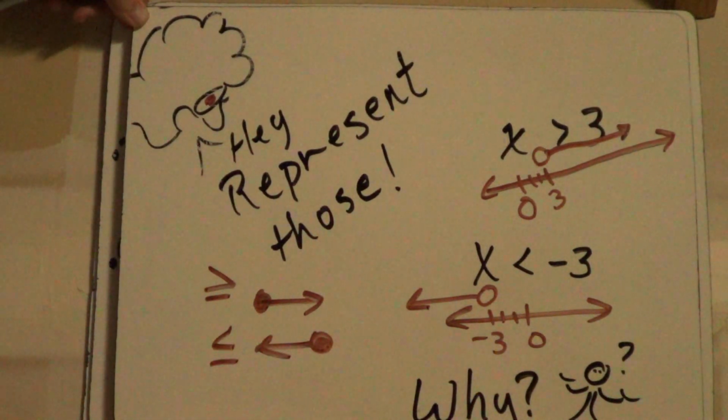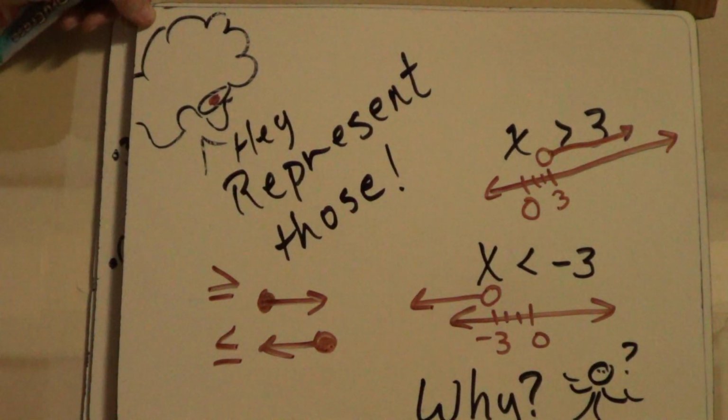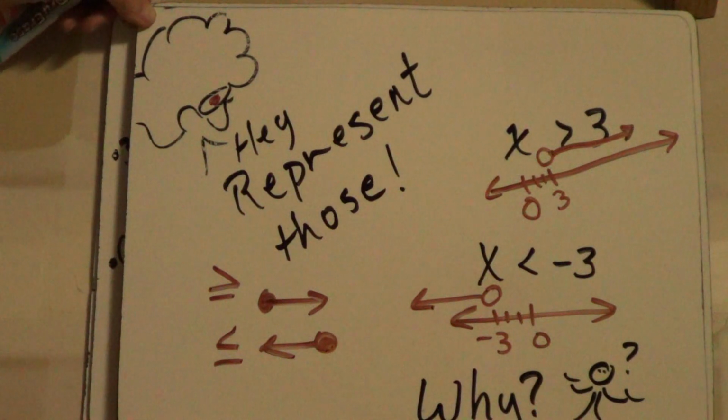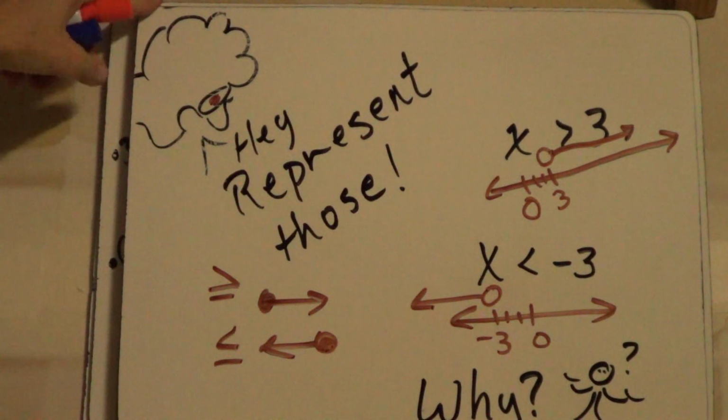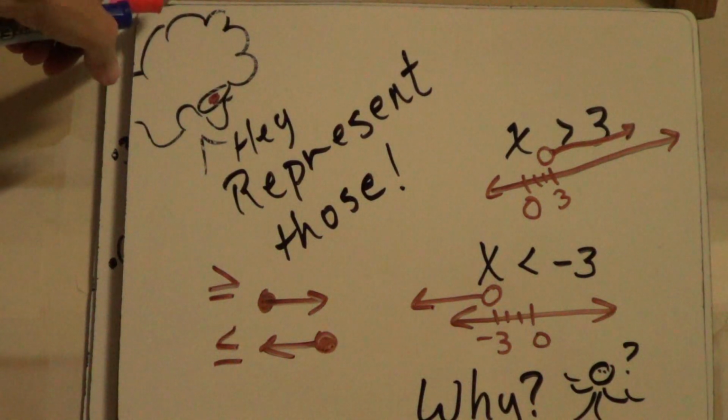Why should you do that? Because you need to show me what your answer number set is. Just like when it was equals, you told me what answer would work. You put x equals a specific number. These have a range of numbers, okay?